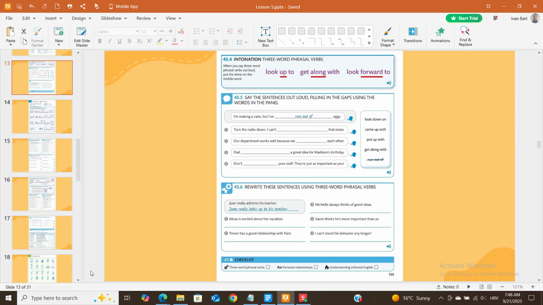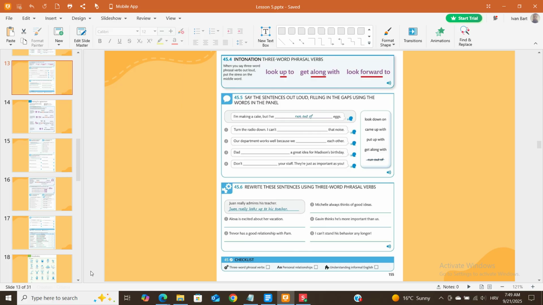45.4 Intonation: three-word phrasal verbs. When you say three-word phrasal verbs out loud, put the stress on the middle word. Look up to. Get along with. Look forward to.